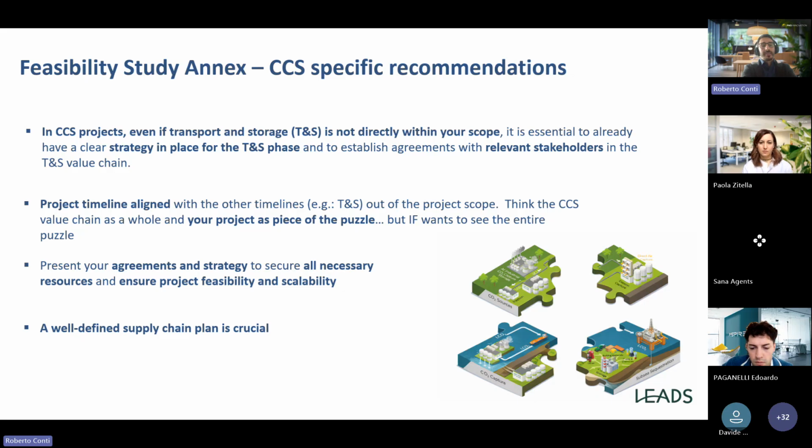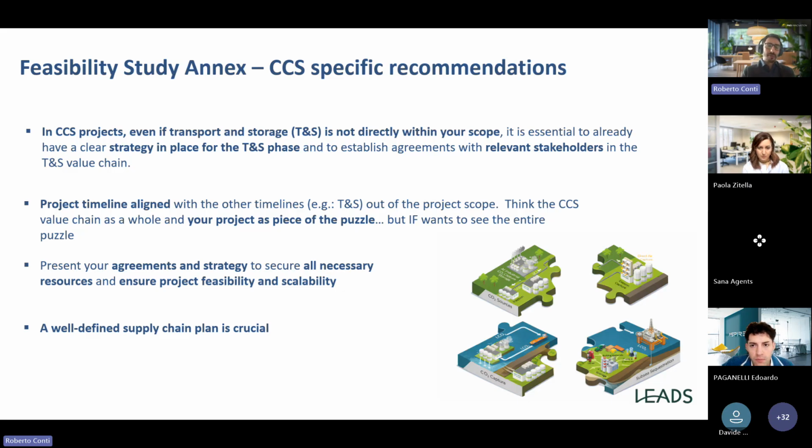In a CCS project, the CCS value chain is quite complex because it includes the capture, the transport, and the storage phases. And of course, not all the phases could be directly within your scope. Maybe your project is focused on the capture and not on the transport and storage. So that means that your project is only one piece of the entire puzzle, that is the CCS value chain from capture to storage.